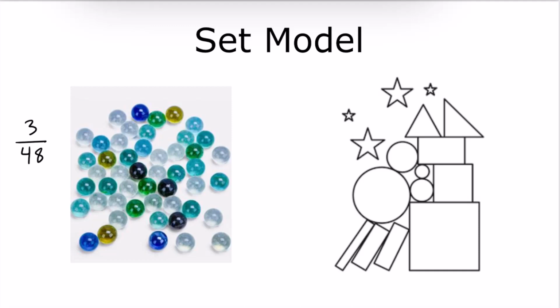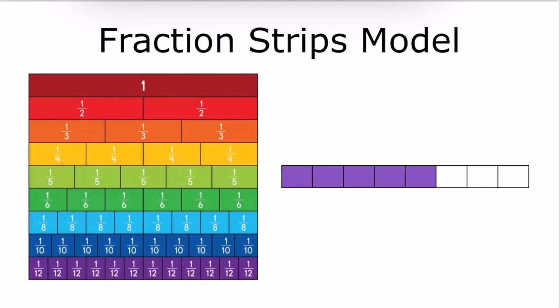If we do the same thing with this other picture, we could say there are 16 shapes in this picture, so that's going to be the denominator of our fraction. If I was trying to describe the number of triangles in this set of shapes, I would say 2/16 of the shapes are triangles. And that's how you can model fractions with sets. Another model that's commonly used is the fraction strips model. You can actually buy these, or your school might provide them.